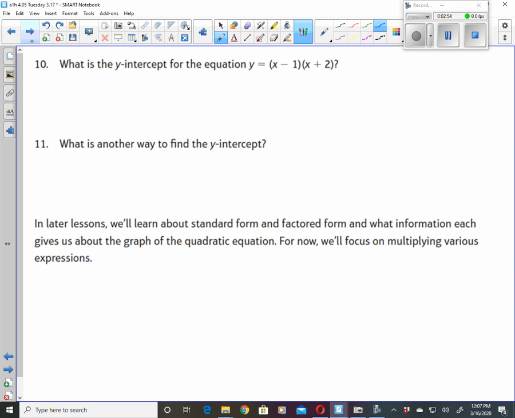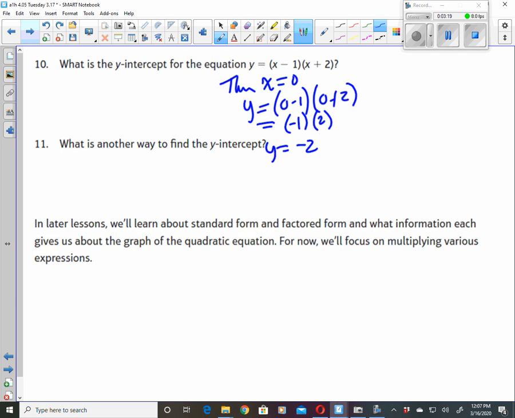What does the y-intercept for the equation, what is it? So real quick, if you're looking for the y-intercept, then x equals 0, so y equals 0 minus 1 times 0 plus 2, which is negative 1 times 2, or y equals negative 2. What is another way? Well, remember you had the equation x squared plus x minus 2, right? And you'll notice that if x goes to 0, then what's left is y equals negative 2. But that came from the standard form.